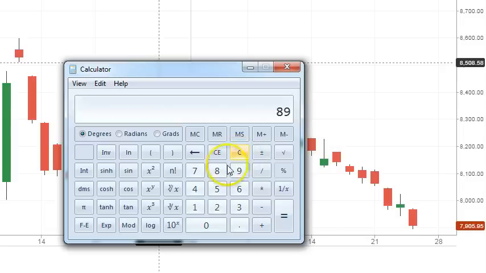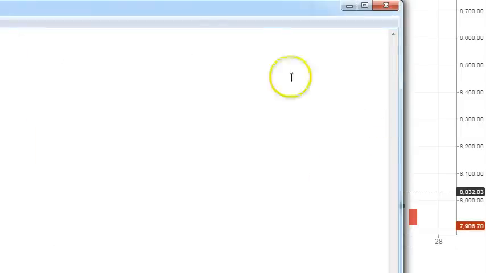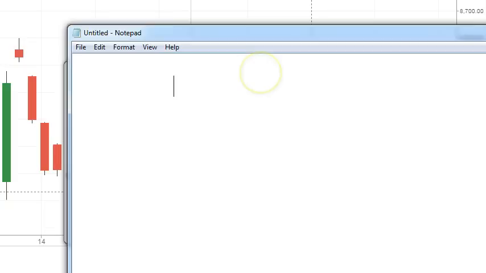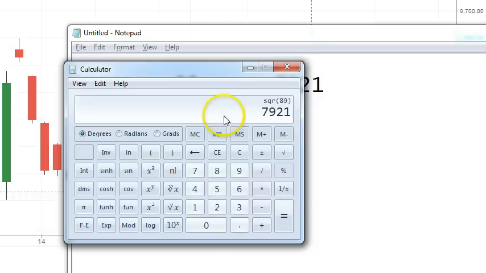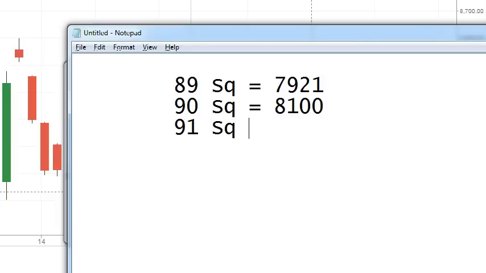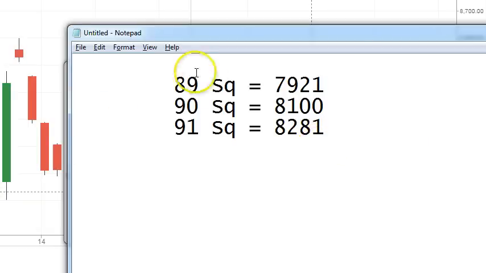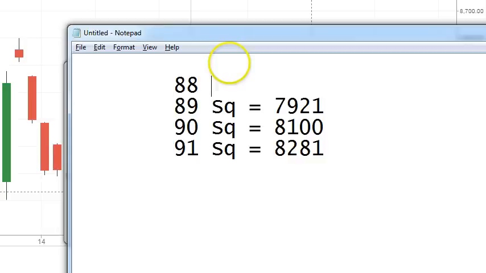So just to put down these numbers, 89 square is 7921, and let me just note it down here separately. So 89 square is 7921, and 90 square is 8100, and I know that 91 square is 8281, and then on the flip side, 88 square is 7744.